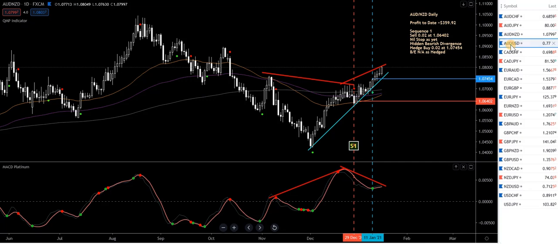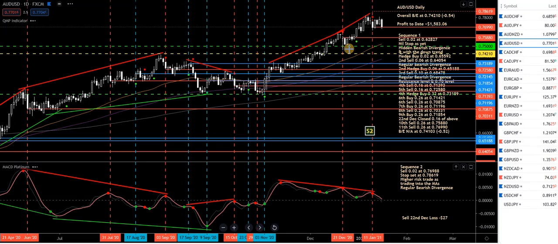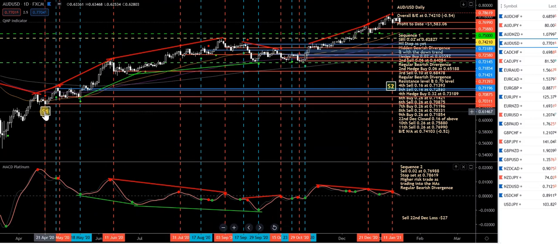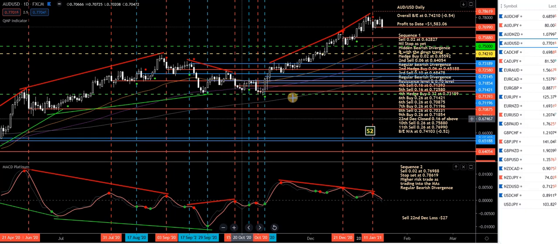So it's a pair I don't mind trading, the Aussie New Zealand, and at the moment, we're going nowhere with it. Aussie USD, this is one I am in a sequence from way back here. Again, this is back in April last year when I was hedging a lot. Now I'm not hedging so much.